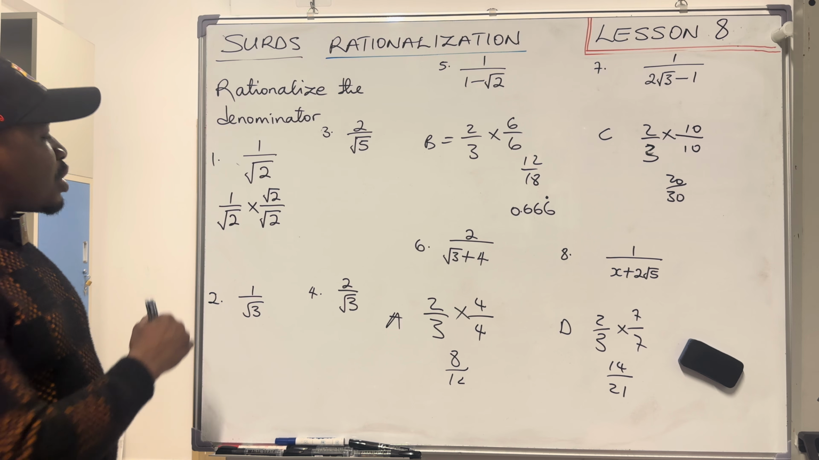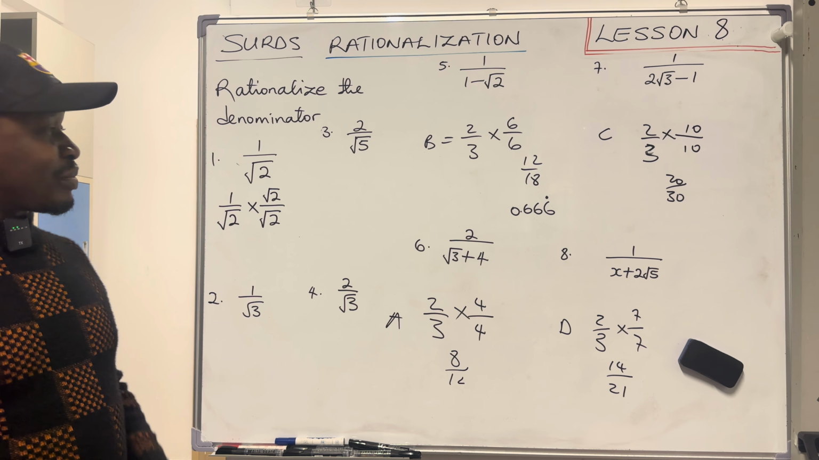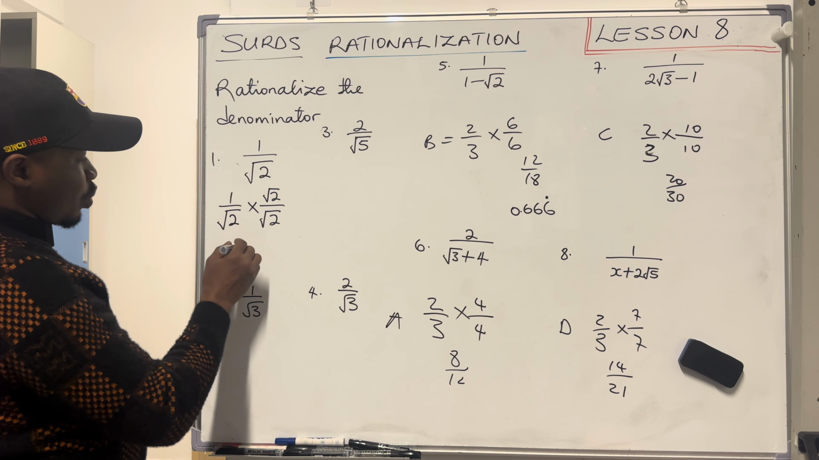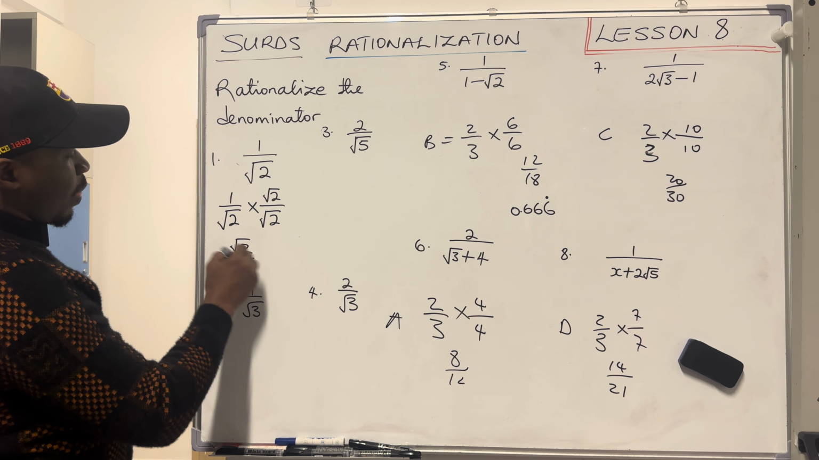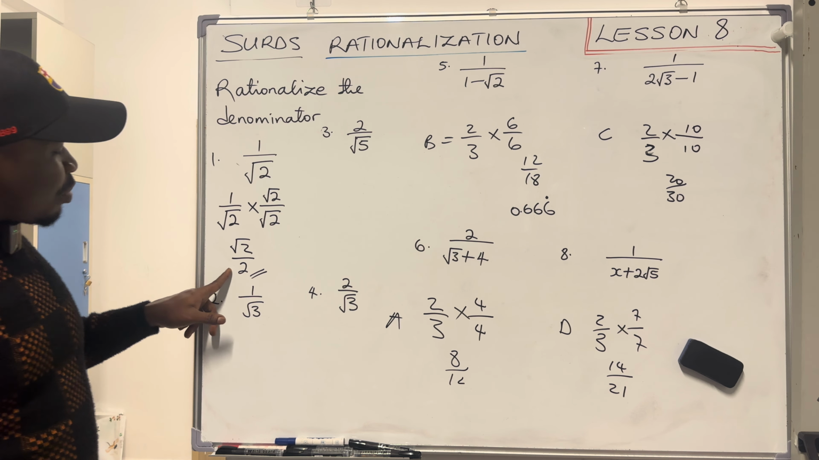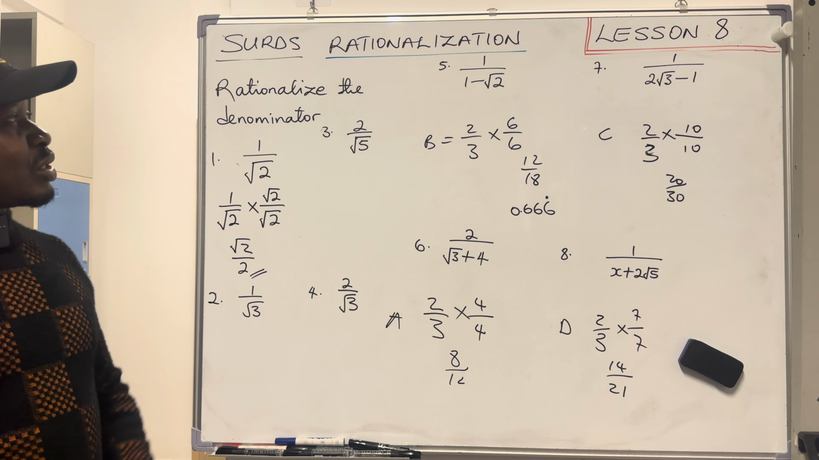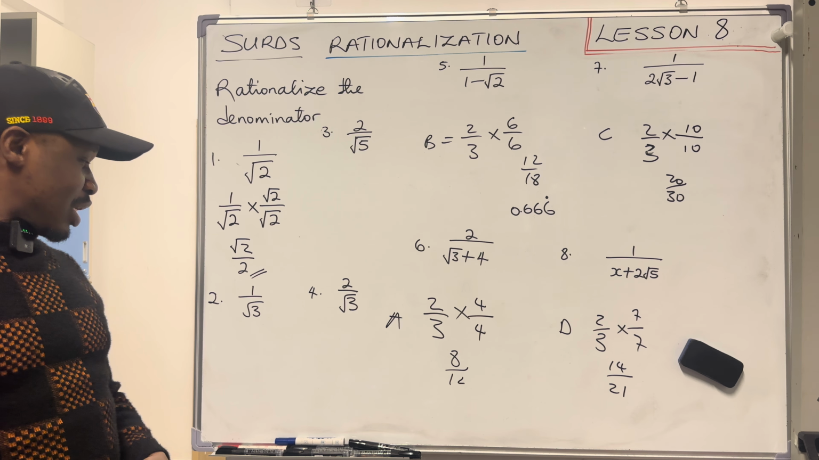But the reason why we usually use the denominator is because it is the simplest of all of them. So 1 times root 2 is root 2. Root 2 times root 2 is 2. So now you can see that the denominator is no longer a surd. It is now a rational number. So we have rationalized the denominator.